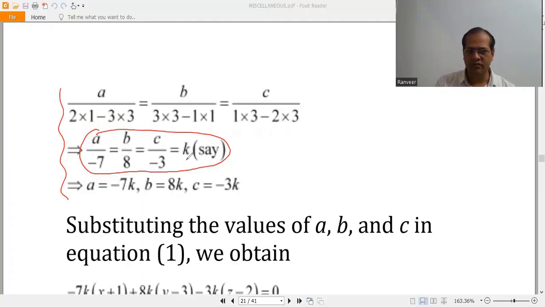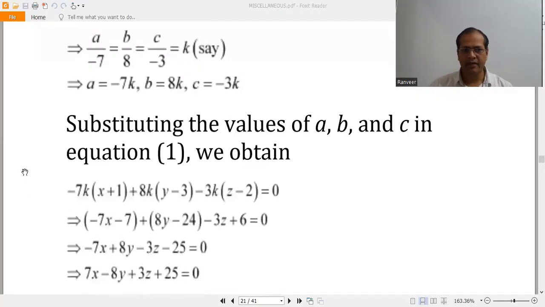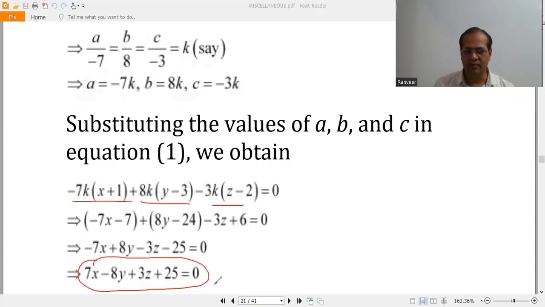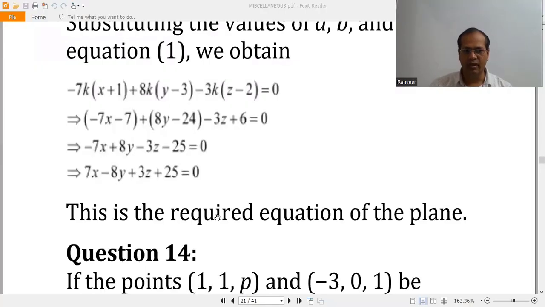So a equals, we took this as k, so a = -7k, b = 8k and c = -3k. We have to substitute these values in place of a, b and c and get the value of k. After substituting the values in the given first equation, we got this value, and this is the required equation of the plane.